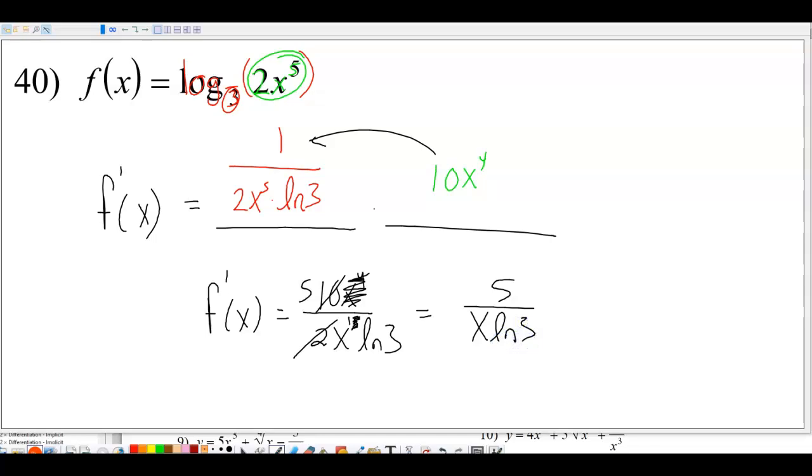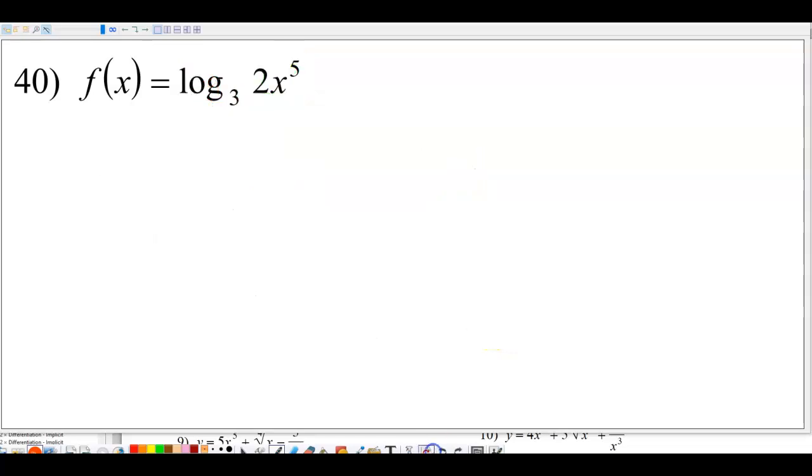Now, just so you guys know, this number 3 here is locked inside of this ln. Okay, so you can't reduce that 3 with anything, just in case you were thinking about that in other problems. It just stays down there on the bottom, just like that.